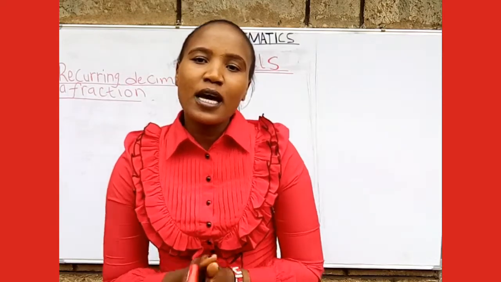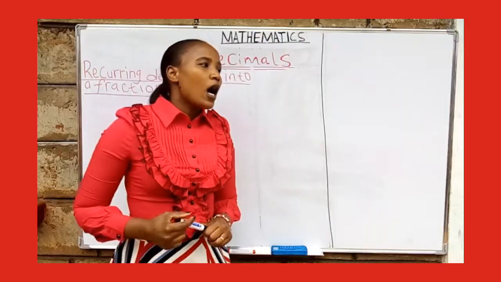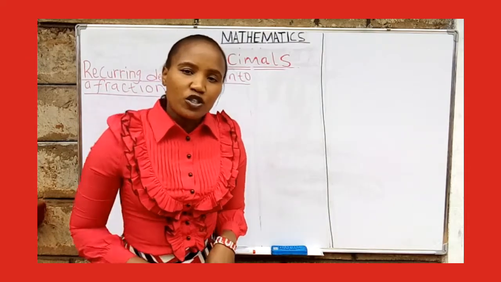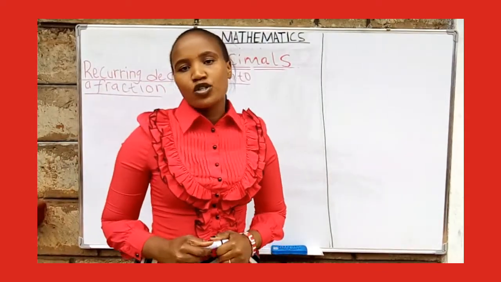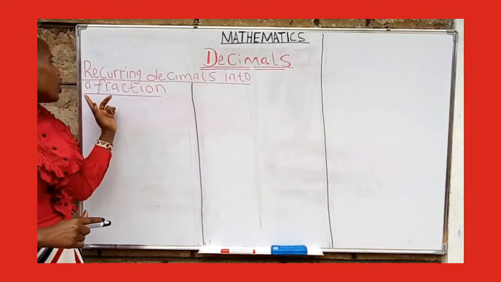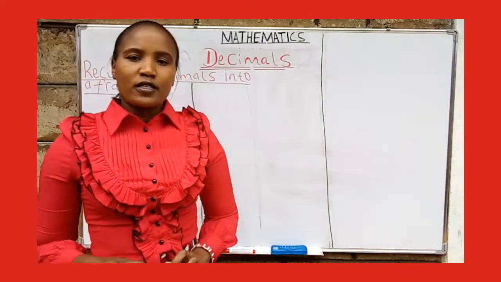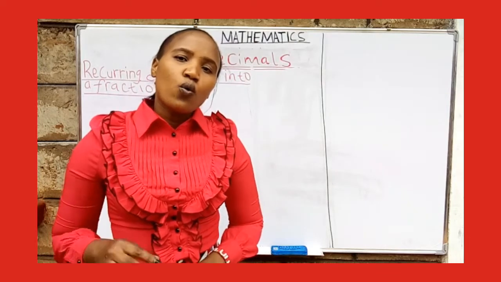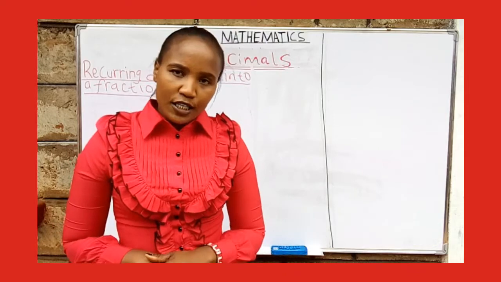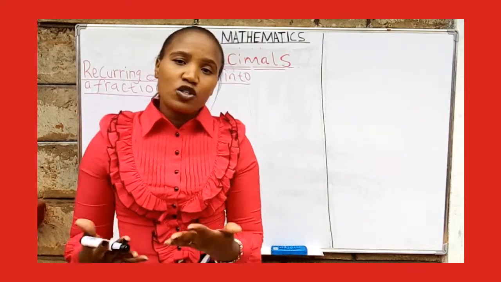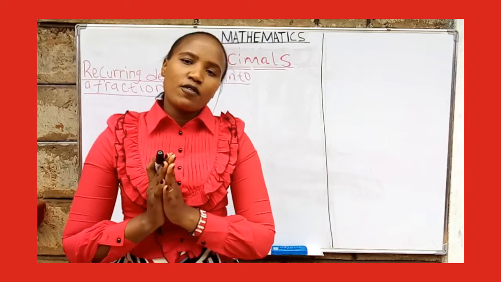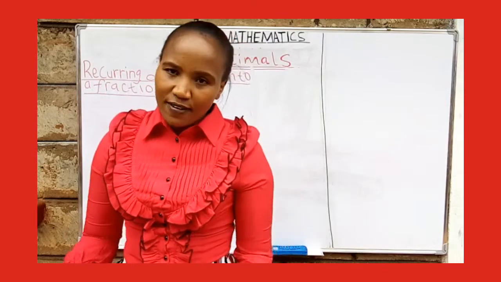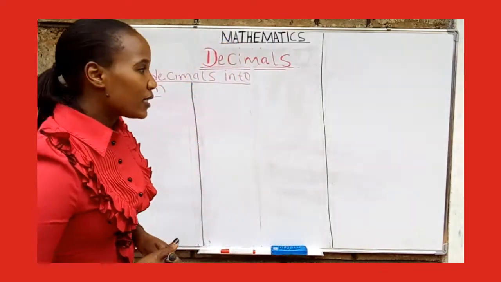So our topic will be on decimals, and we are going to look at conversion of recurring decimals into a fraction. But before we do that, we are going to look at what we are calling recurring decimals. From our previous knowledge, we know that every fraction can be converted into a decimal by dividing, and we are going to look at an example so that we understand.